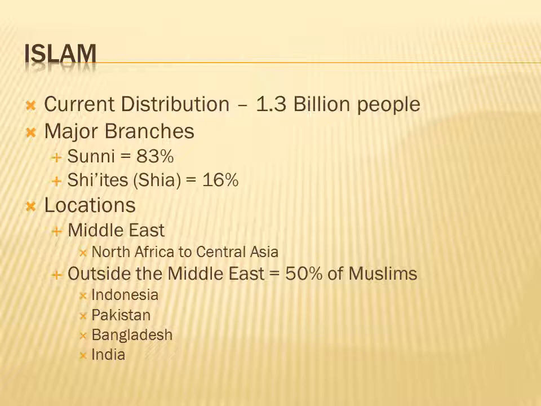Okay. As far as the distributions, the Middle East is certainly associated with Islam, from North Africa into Southwest Asia, as well as Central Asia. Don't forget Central Asia. Okay, but outside of the Middle East, more than half of the world's Muslims live in just 4 countries. Those countries, in order, are Indonesia, the most populous Muslim country on earth, Pakistan, Bangladesh, and India. The 4 most populous Muslim countries on earth.